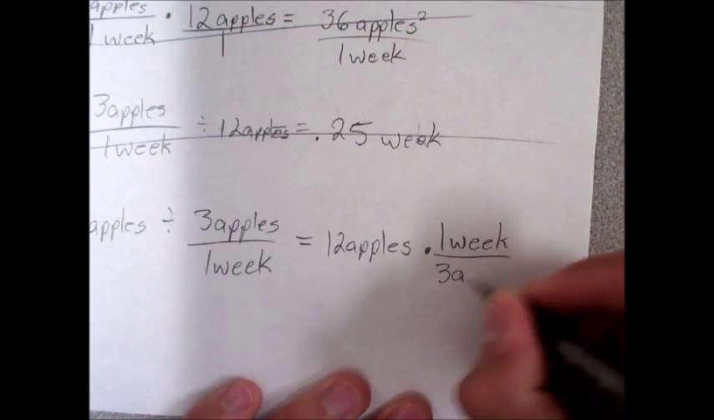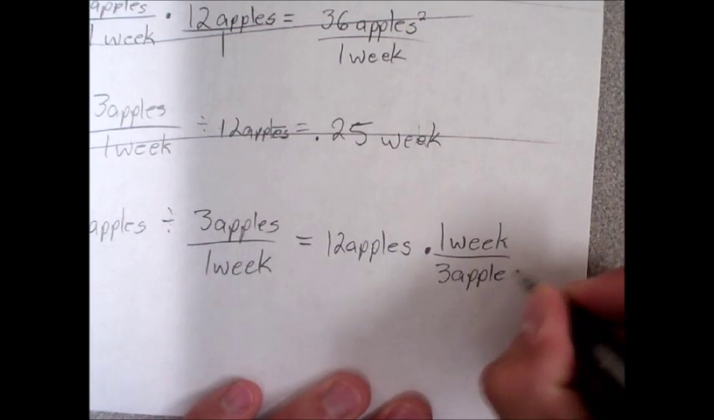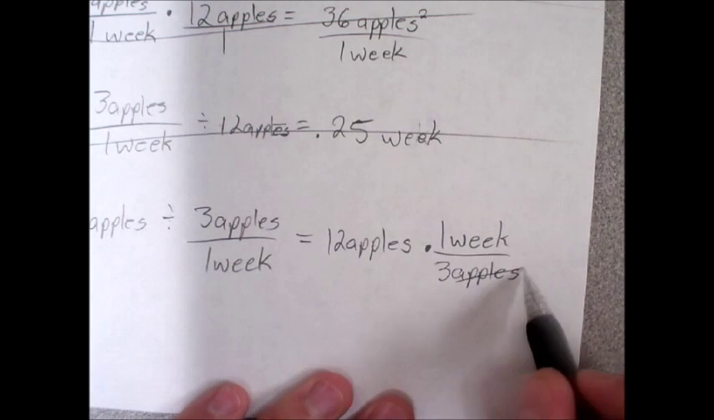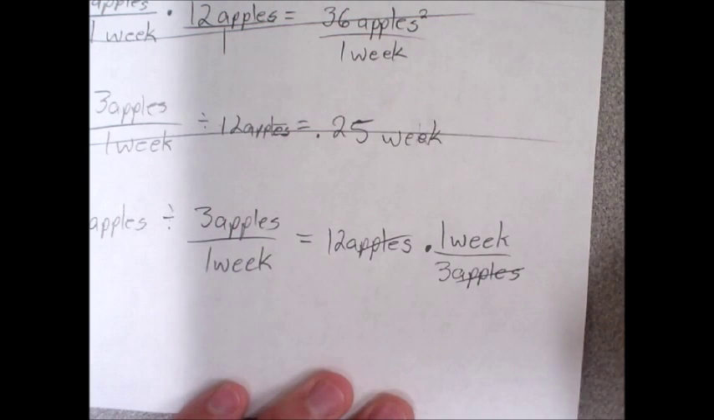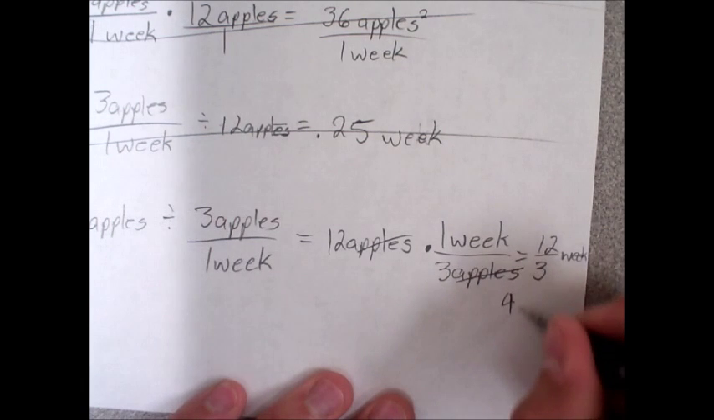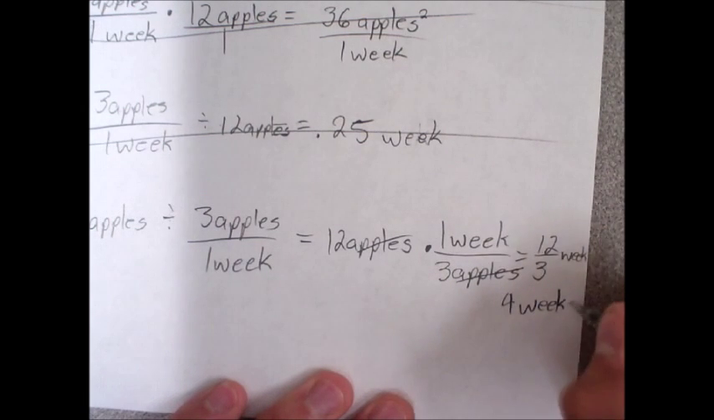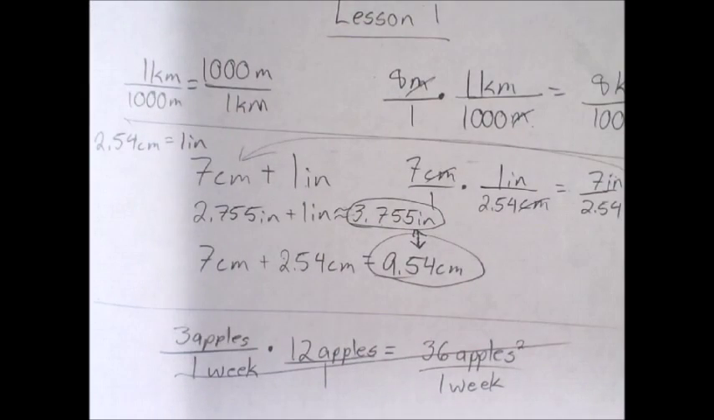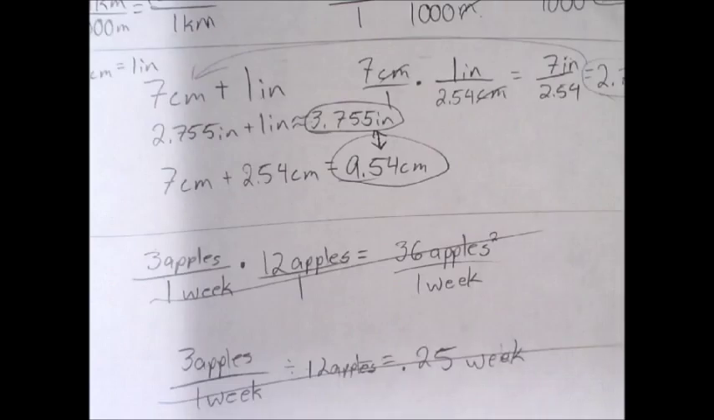So I flipped it. Now you should notice something. Okay? You should notice apples cancel. We get 12 divided by 3, and the unit is in weeks. So the answer, of course, was 4 weeks, which we knew from the beginning. But we could use this as a very easy problem to realize that our answers were not making sense at the beginning.